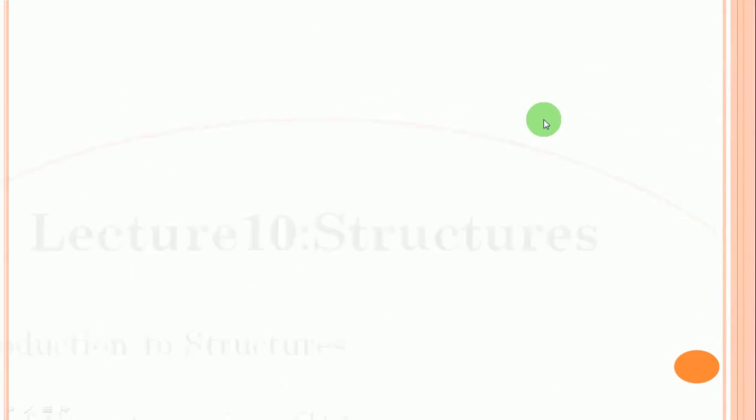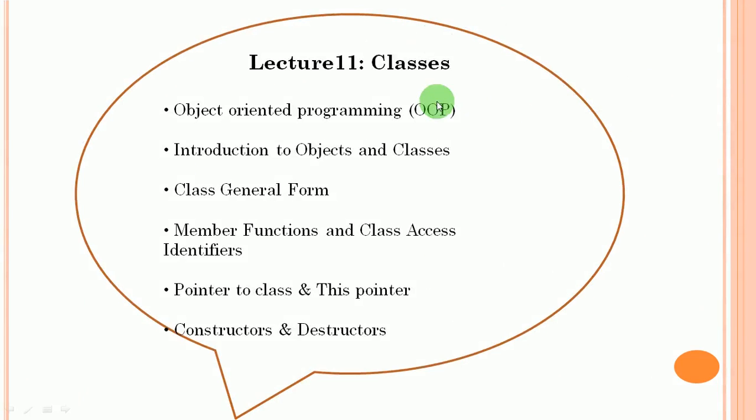Now we come to lecture 11. Lecture 11 is all about classes. First of all, we discuss the concept of object-oriented programming, and then we give an introduction to objects and classes. Then we look at the general form of a class, and then we understand what member functions and class access identifiers are. Then we look at the concept of pointer to class and the this pointer. And in the end, we look at the topic of constructors and destructors. What are they and how can they be used? So lecture 11 is also followed by a quiz and assignment.